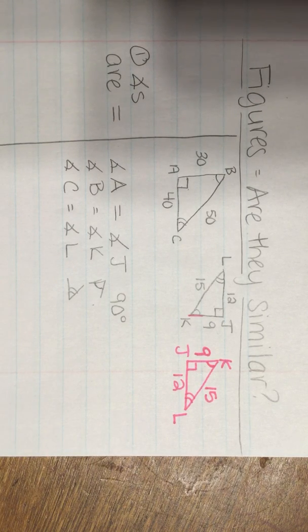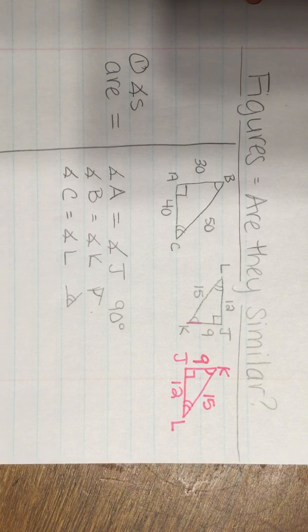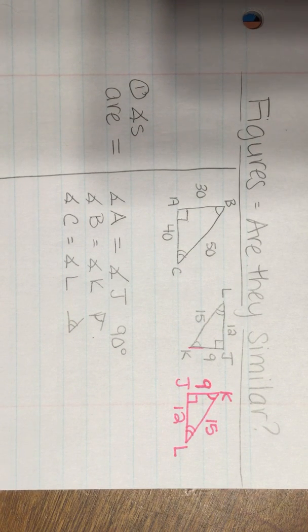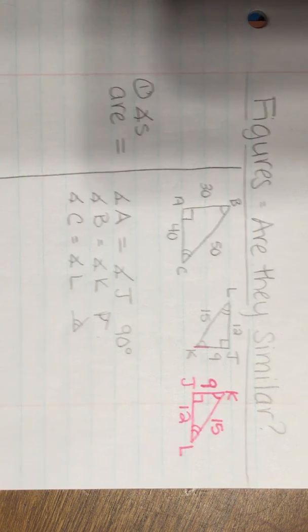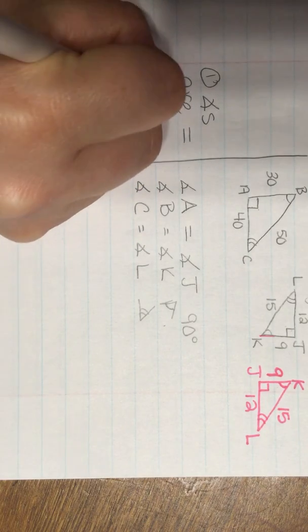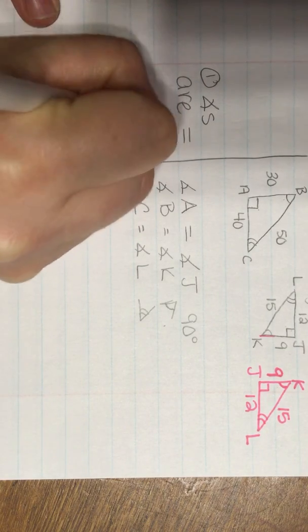All right, so that's one part of it: matching up your corresponding angles and making sure that they're equal. Most of the time when we're asking you about it, you're going to see that. You're going to assume that the angles are congruent. All right, so the second thing we need to do is check for proportional sides.